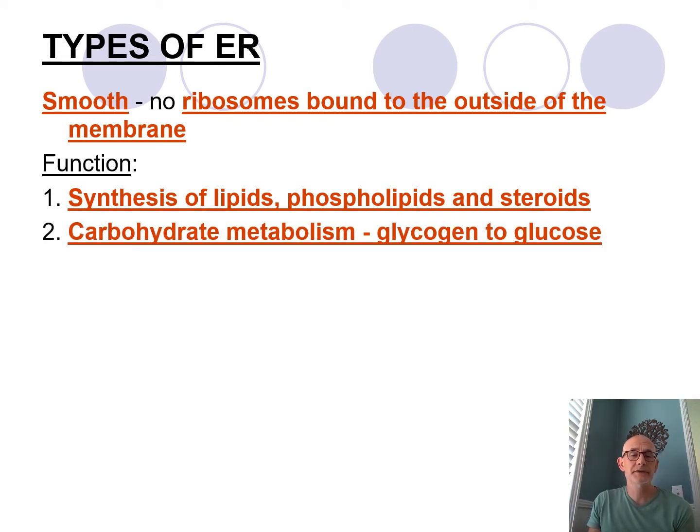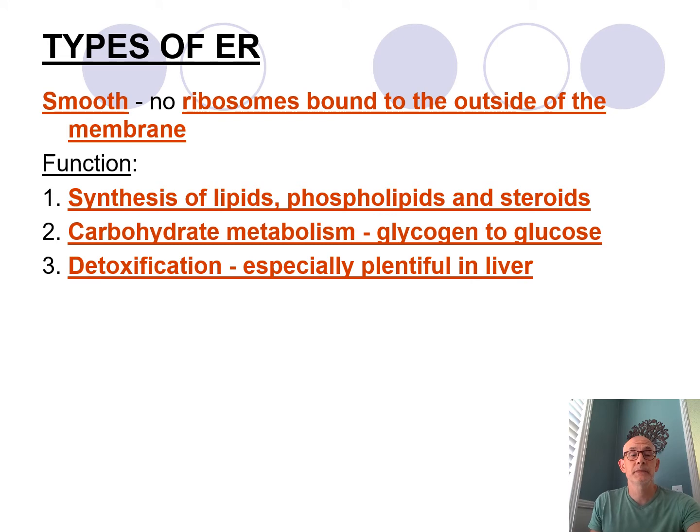Smooth ER also processes carbohydrates. So when you eat a bunch of starch, your digestive system breaks it down into glucose, which goes into your blood. And then if you've got too much glucose in your blood, your body needs to store it. So the smooth ER inside of your cells can convert that to glycogen to store it for later. That mainly happens in the muscle and in the liver.